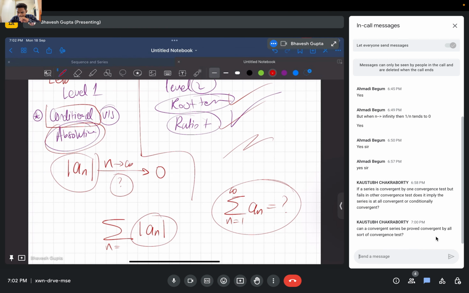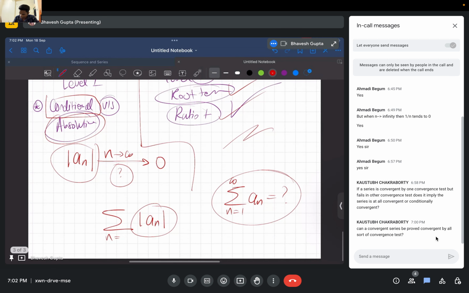So whenever you want to test whether this is conditional or absolute, you go with this test. You check whether this is convergent or not. If this particular thing is convergent, then we say that it's absolutely convergent.